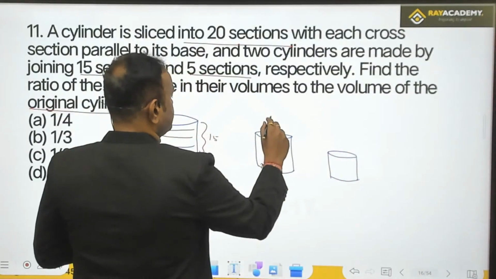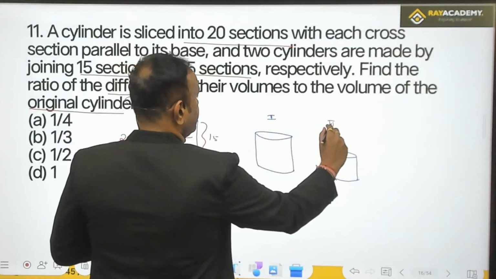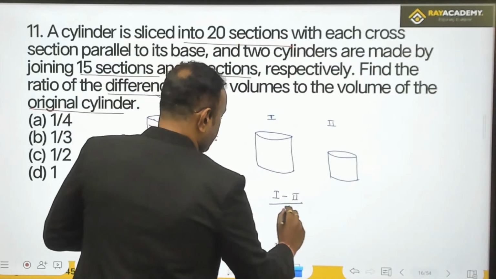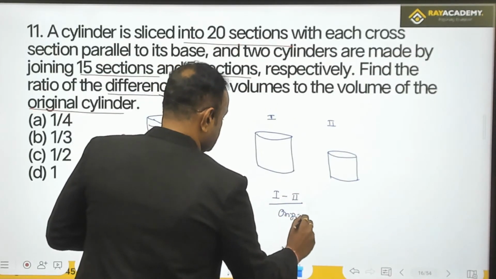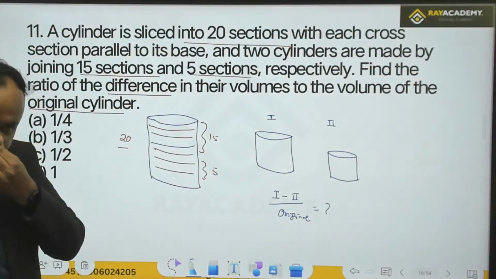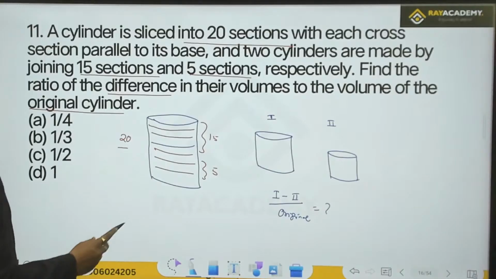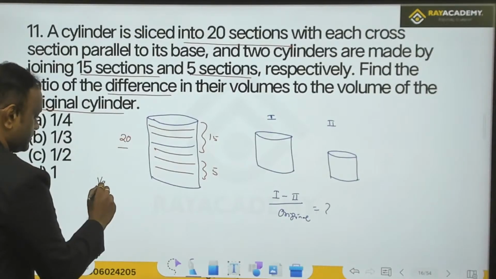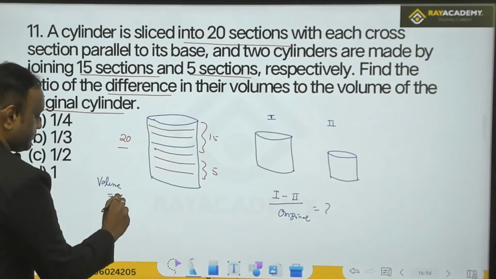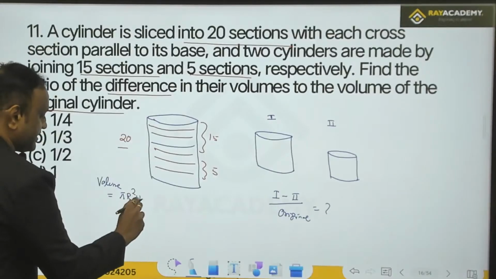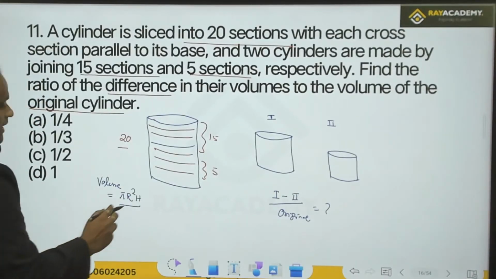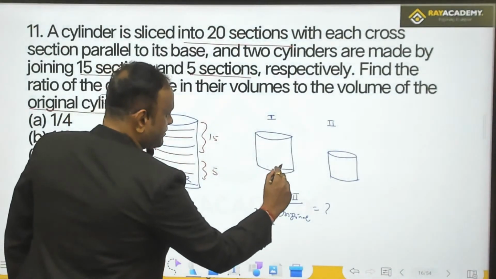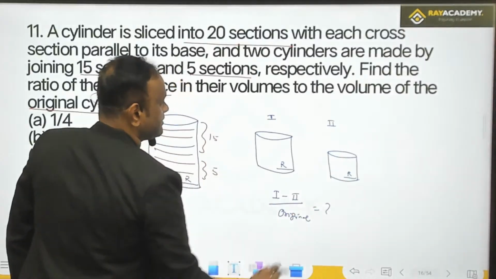So the question was, suppose this is the first and this is the second cylinder. The difference between the volume of the first and second, divided by the original cylinder. How much is this? Okay. Let's say we take the cylinder volume formula. Volume is pi r square h, right? Pi r square means this is the radius of the base. This cylinder has the same radius r, and this is also radius r.